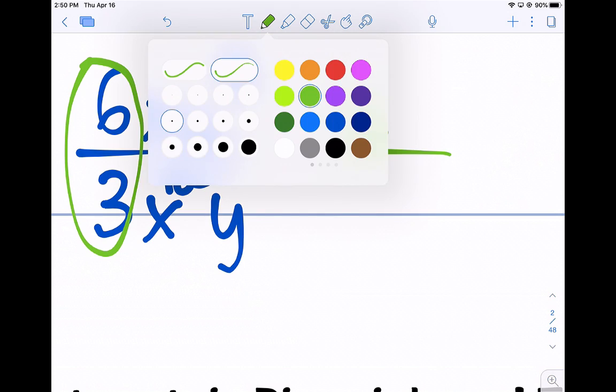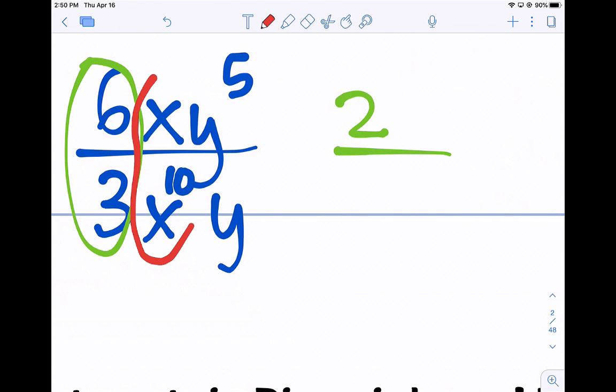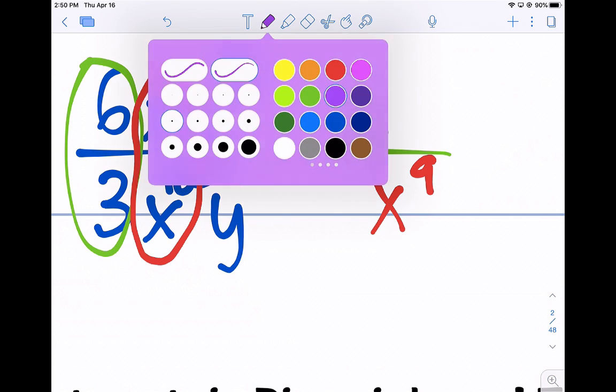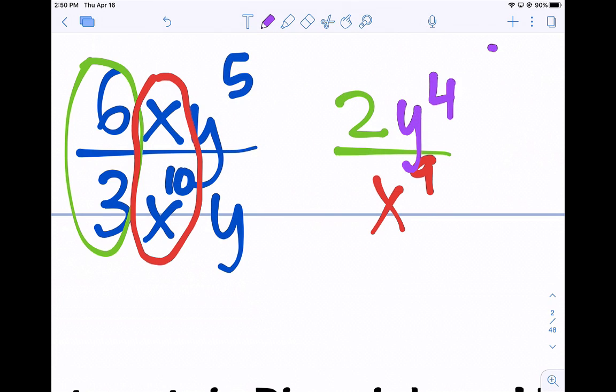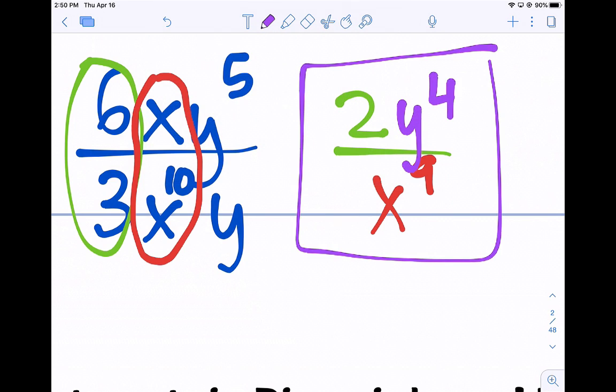When we look at our x's, we have 1 x on the top and 10 on the bottom. So when you simplify, how many are left and where are they? And there would be 9 left on the bottom. And then when you have your y's, you have 5 on top and 1 on the bottom. So when you reduce, how many are left and where? And you would have 4 left on the top. So our final answer, reduced rational function, is 2y to the 4th over x to the 9th.